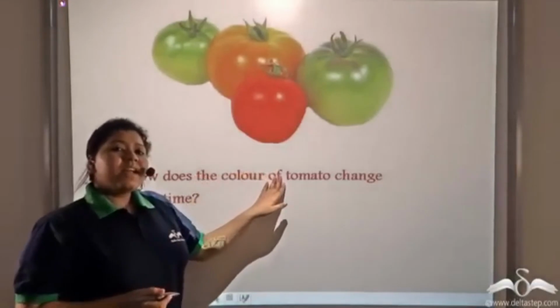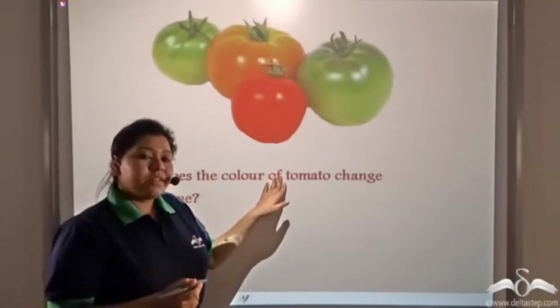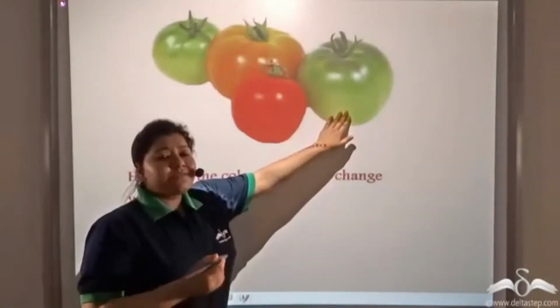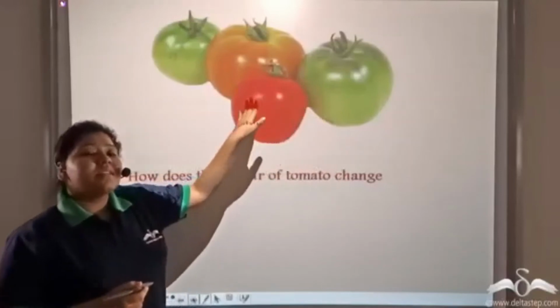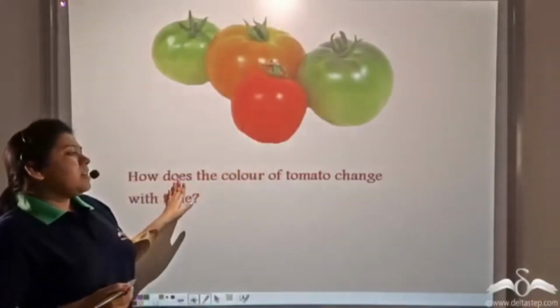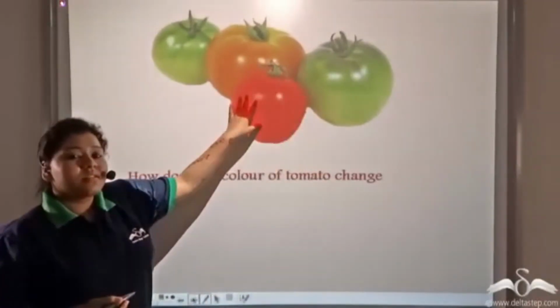Now, have you seen an unripe tomato on the plant? Well, if you have, you'll see that they are green in color. Very different from the red tomatoes that you have in your salads. Now, why does the color of the tomato change from green to red?